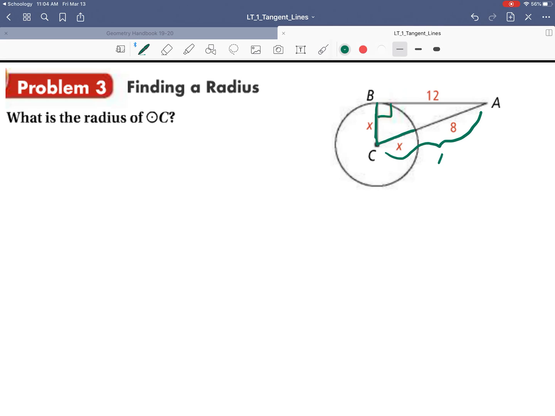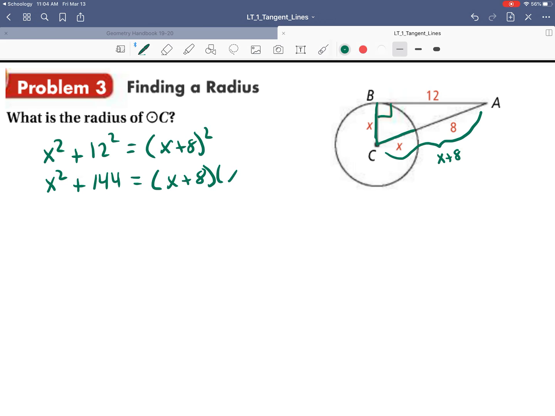The length of the hypotenuse is x plus 8. So we're going to strategically write this as x squared plus leg squared, which is 12 squared, equals the quantity x plus 8 squared. Now we're going to have to remember our algebra, because this gives me x squared plus 144 equal to, this is a binomial. This means x plus 8 times x plus 8.